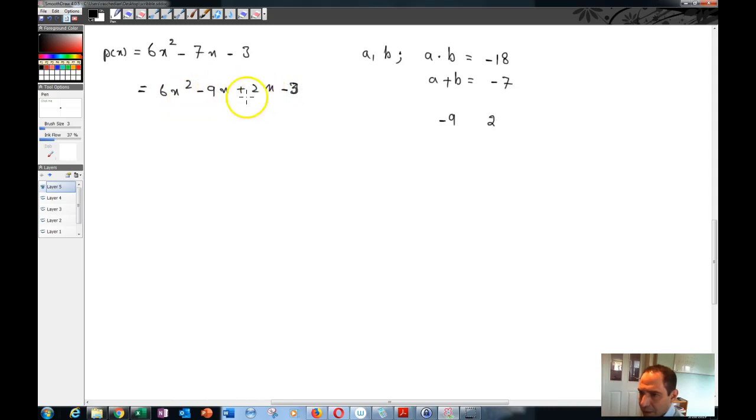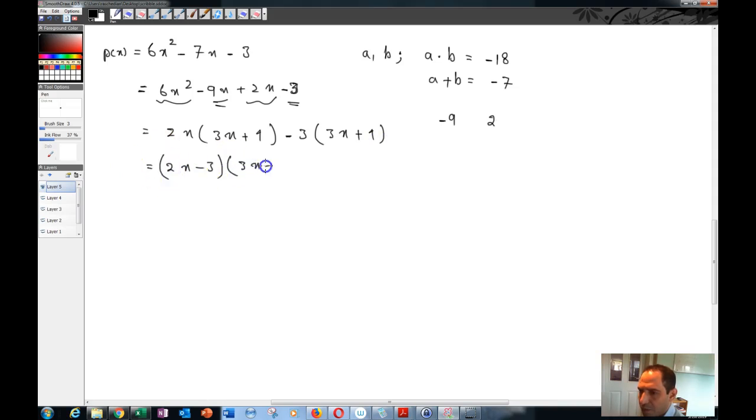And I take these two together, and I take this as 2x times 3x plus 1, minus 3 times, take these two together, minus 3 times 3x plus 1. And so this is equal to 2x minus 3 times 3x plus 1. Okay, so that is that, and so this is your p of x.